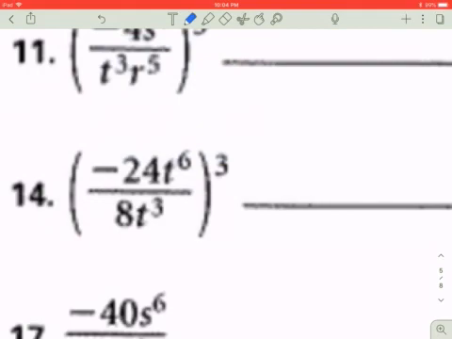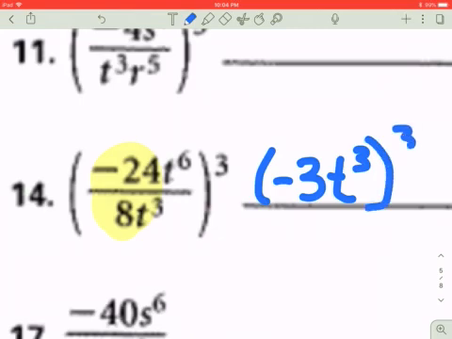I am going to simplify what's inside my parentheses. So I'm not going to take 24 to the third or 8 to the third or my t's yet. I'm going to simplify what's in my parentheses first. And the first thing I see in my parentheses is that I can just divide, just like if I can divide normally, I'm going to divide here too. And -24 divided by 8 would leave me with -3. And t to the 6th over t to the third, well, I'm going to subtract those and be left with t to the third, but all that to the third power still.